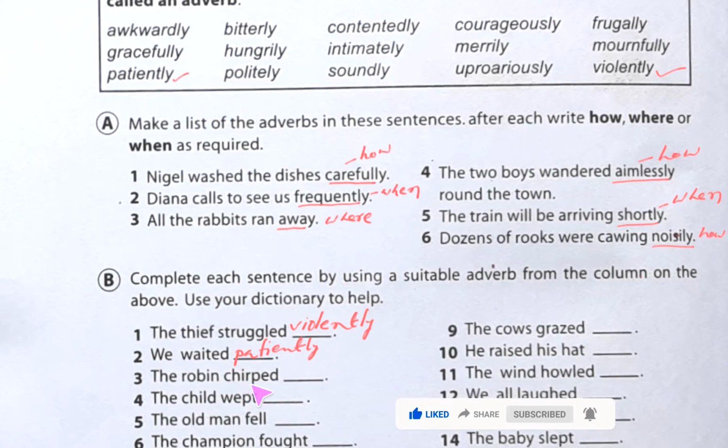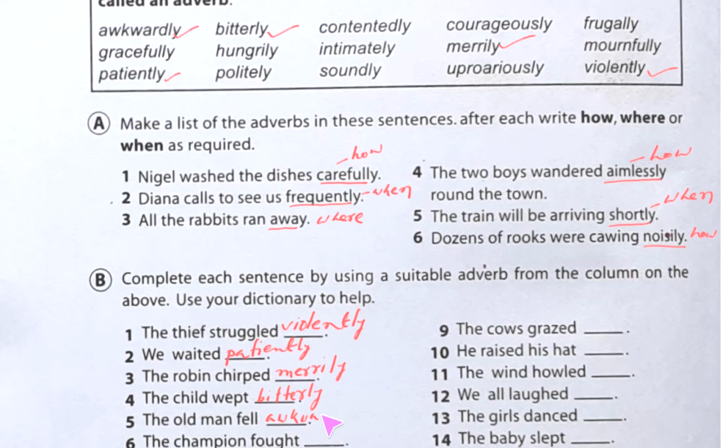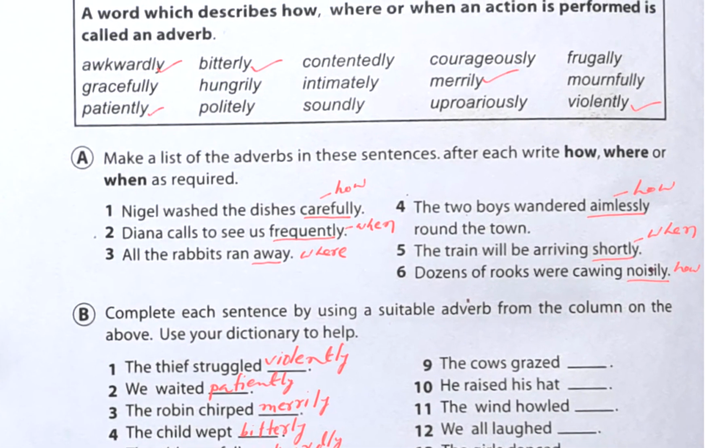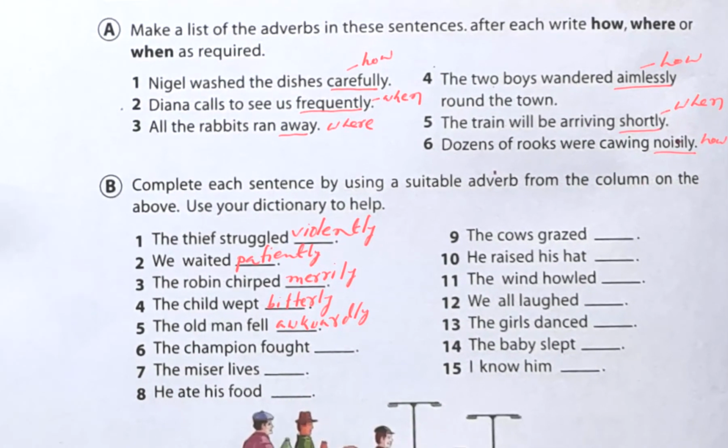Next one, the robin chirped. Here which one is better? Merrily. Next one, the child wept. How? The child wept bitterly, right here, bitterly. Next one, the old man fell. The old man fell awkwardly. Next one, 6th number, the champion fought. How? Of course, courageously. Okay, right here, courageously.